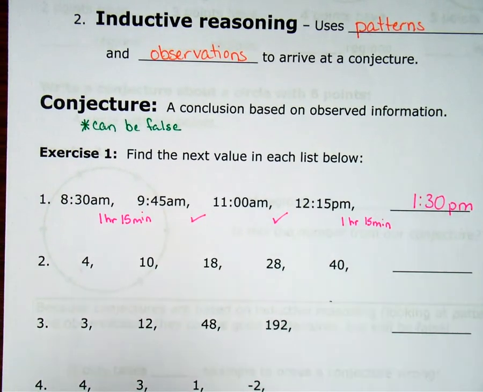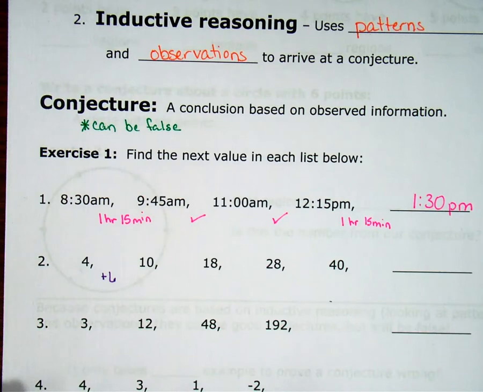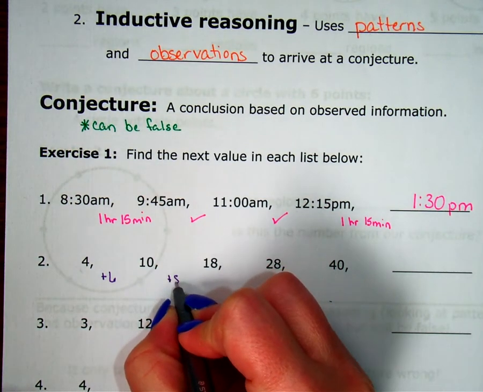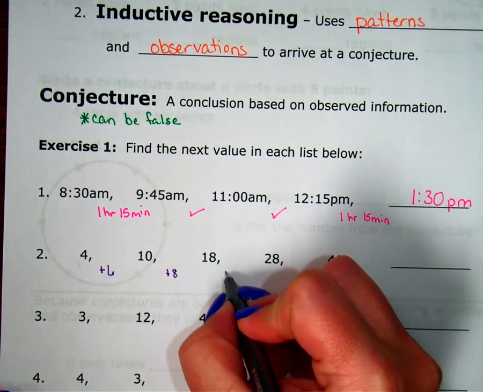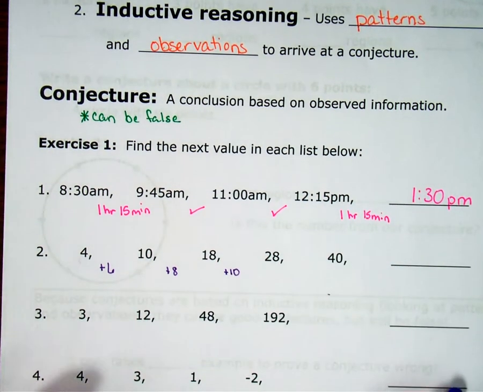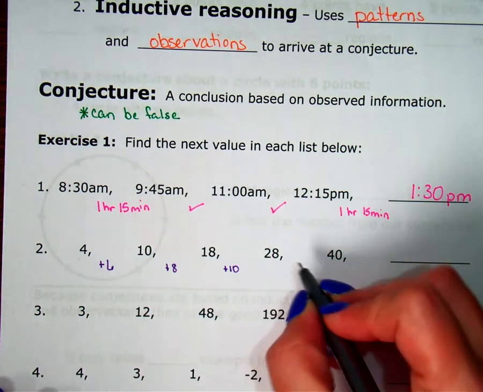Okay, let's look at number 2. Number 2, 4, 10, 18, 28, and 40. So let's see, if I look at how they're changing, from 4 to 10, that's an increase of 6. From 10 to 18, that's an increase of 8. From 18 to 28, that's an increase of 10. So it's not increasing by the same thing every time. From 28 to 40, if I do 40 minus 28, that's an increase of 12.